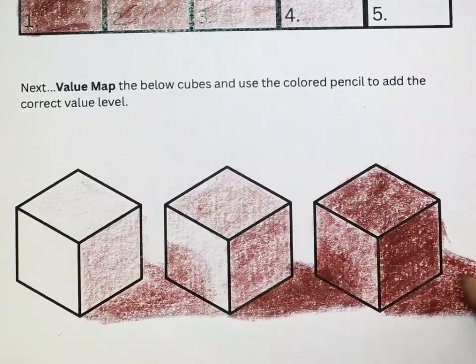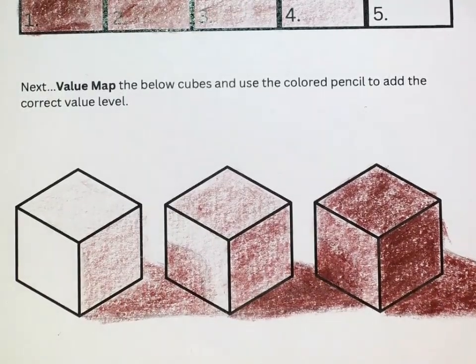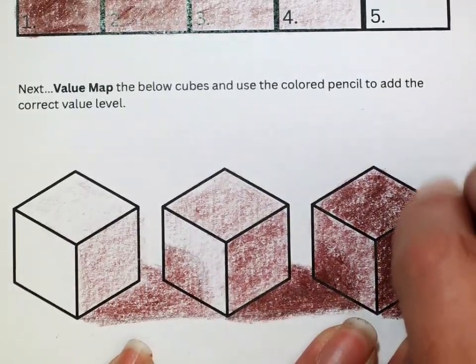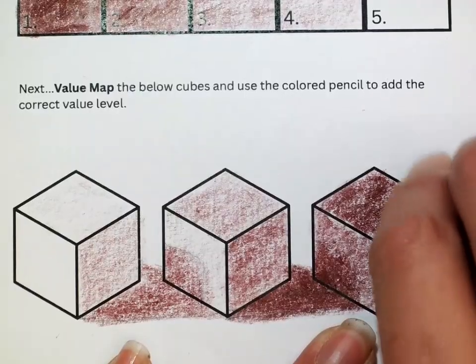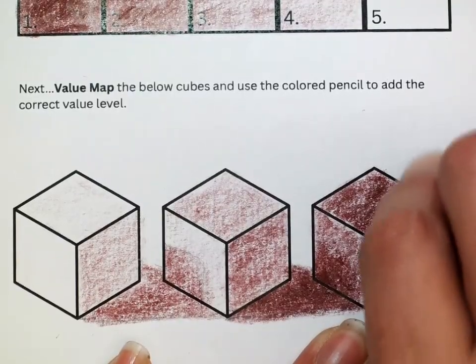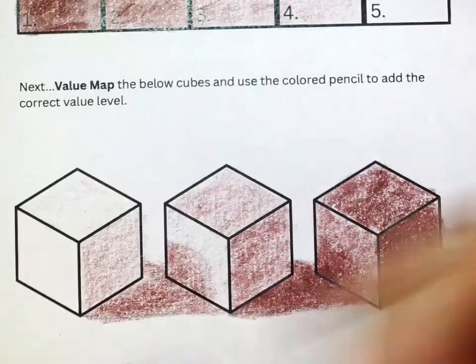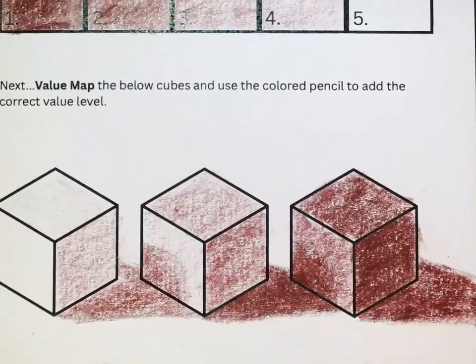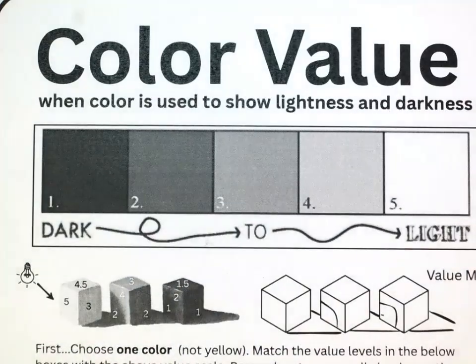Okay, so that my boxes work. Now, I probably should clean up this little mess, this kerfuffle that I did here. Okay, worked a little bit. Okay, so that's how you value map. And that is also how you do color value.